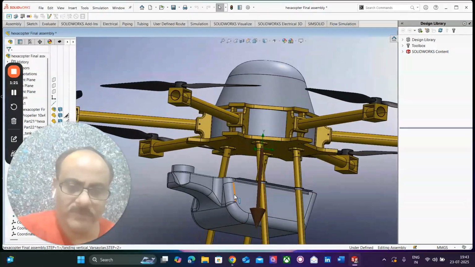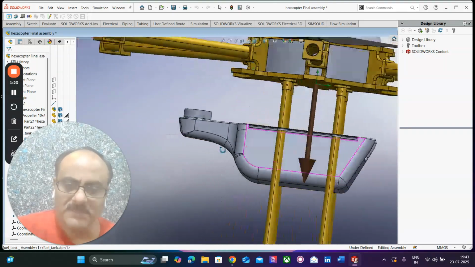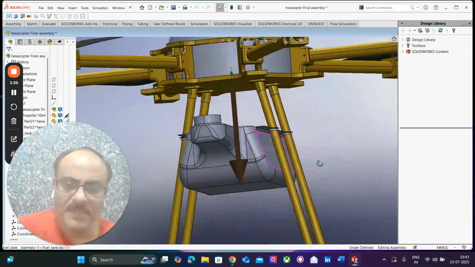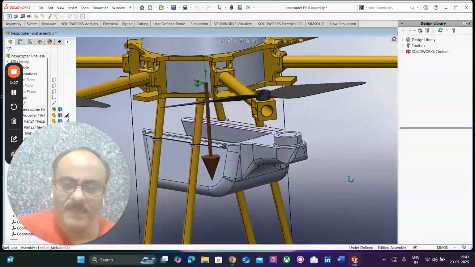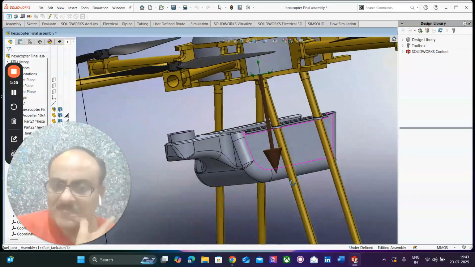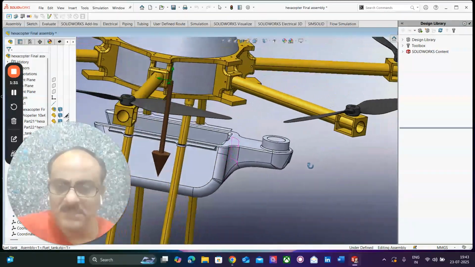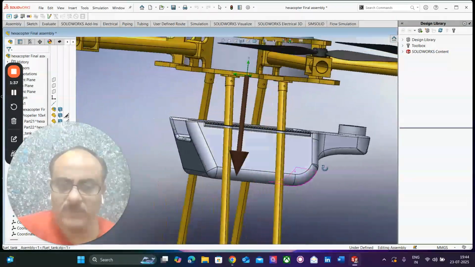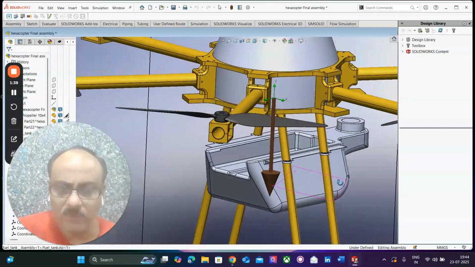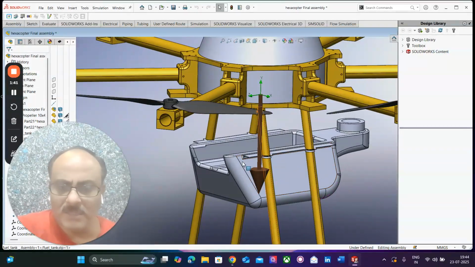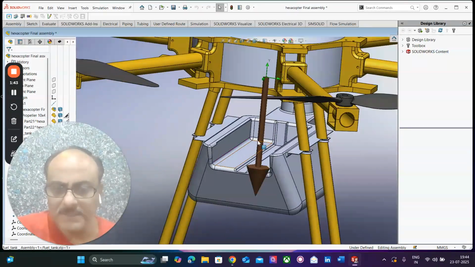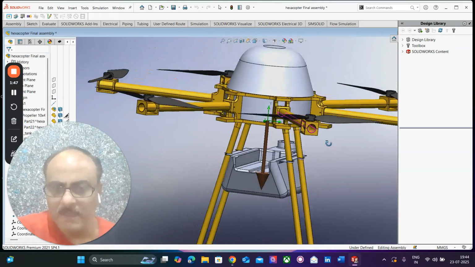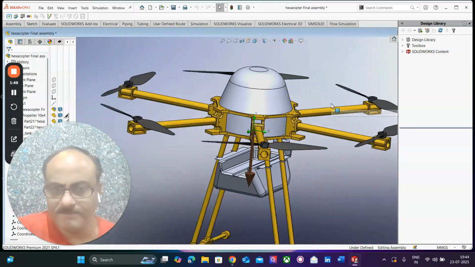And then beneath you will find a tank, and this is the polypropylene tank that we had designed. And this particular tank has got a capacity of 10 liters. So this can take up 10 liters of fertilizer, pesticides, or water, whatever it is, depending upon the requirement. And you also find a slot here on the tank, and this particular slot is for sliding the battery.